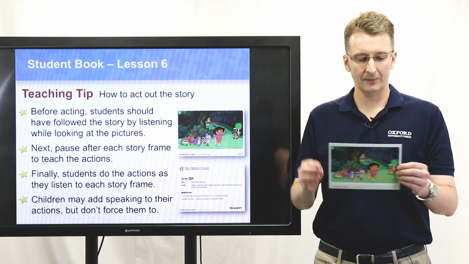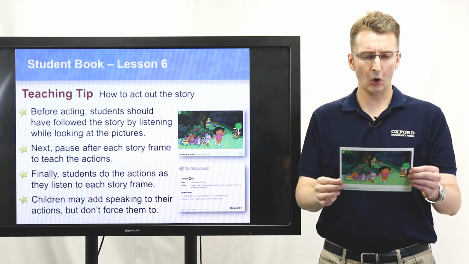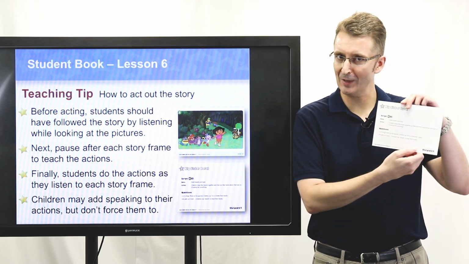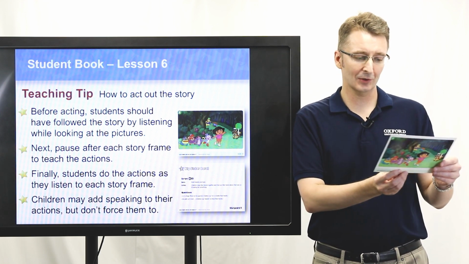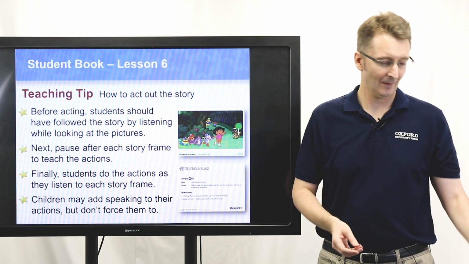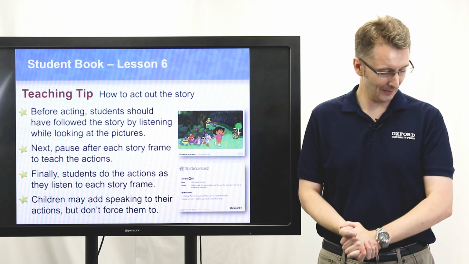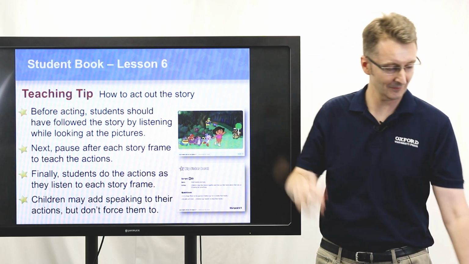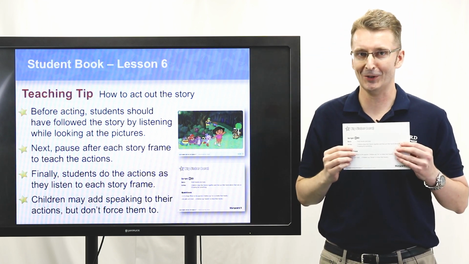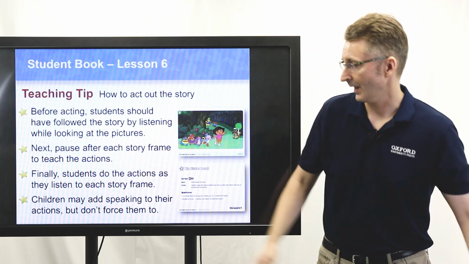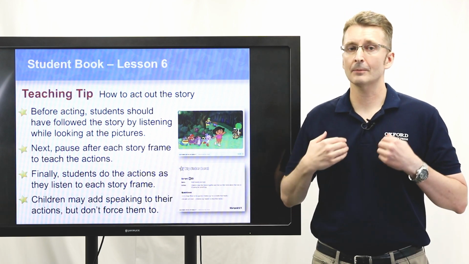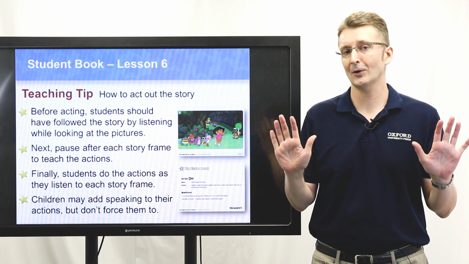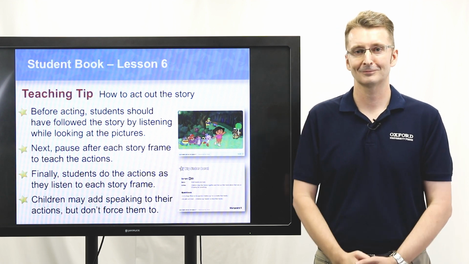So, for example, they will hear, hold hands and look, and they will do the action as it's described on the story card here. Children clasp their hands together and then put their hand above their eyes as if looking for something. It's all there in the story card for the teacher. And children may add some speaking at this stage, but don't force them to if they're not confident enough yet.